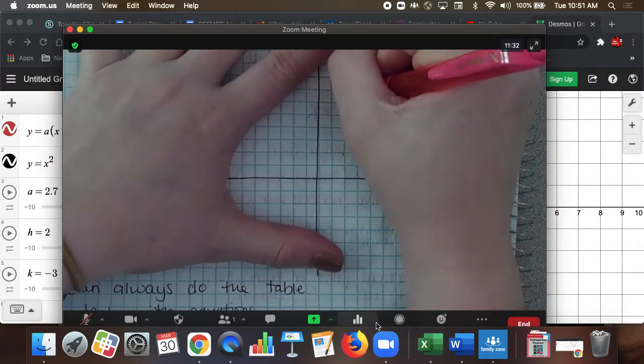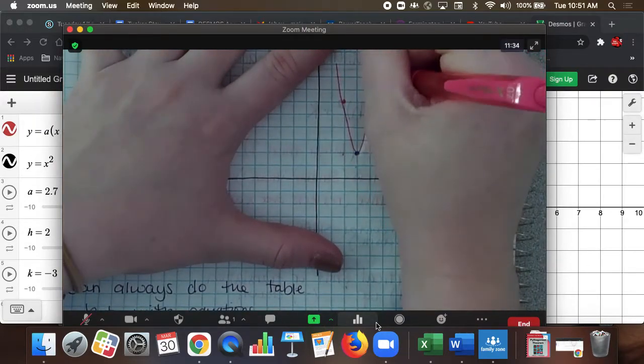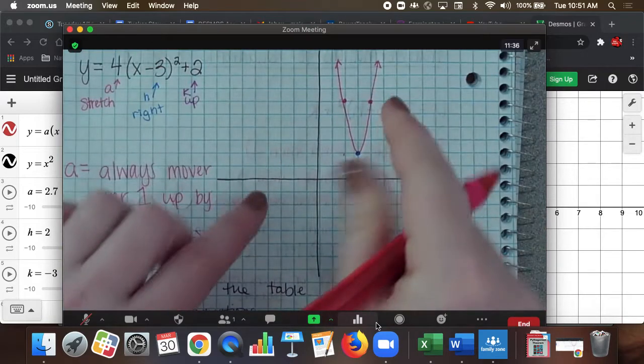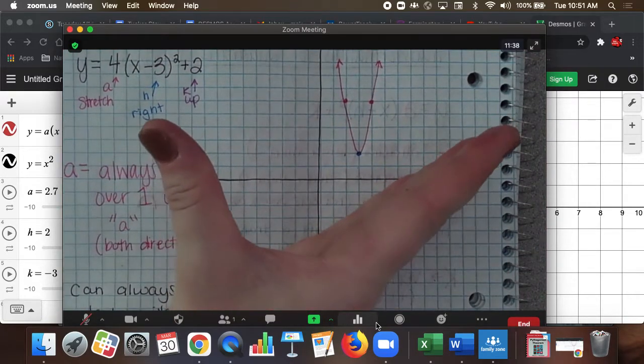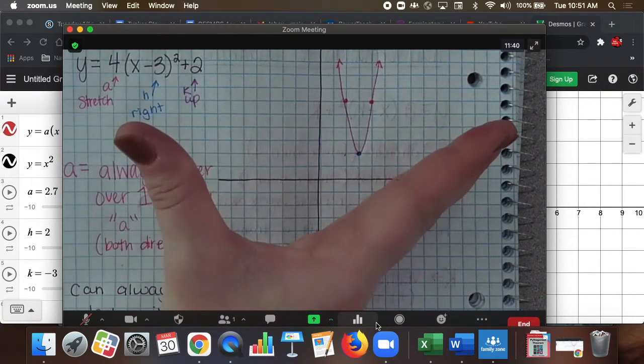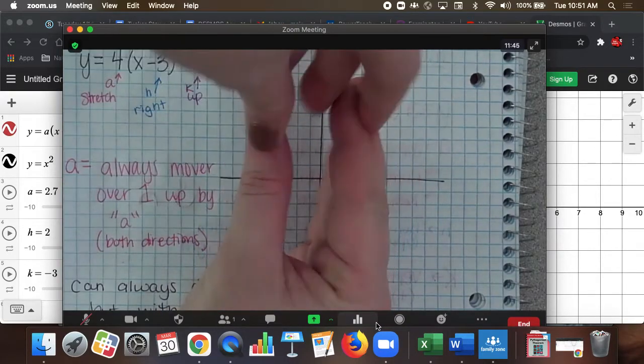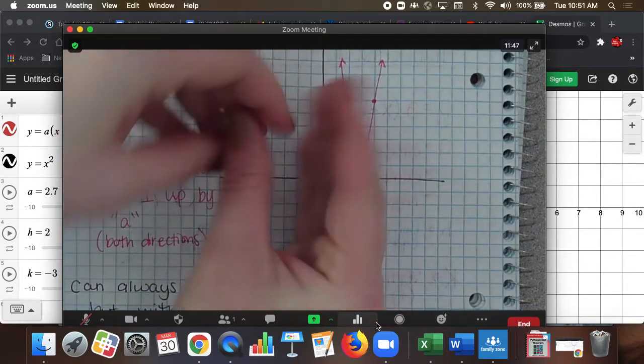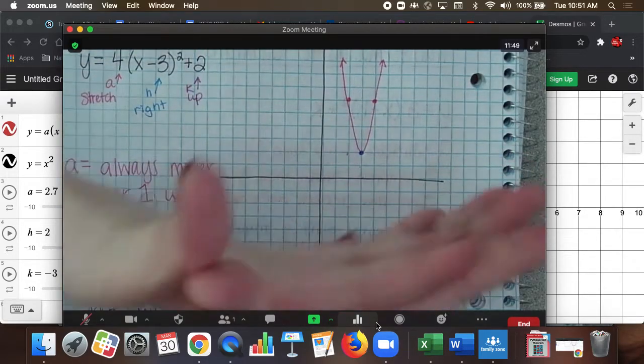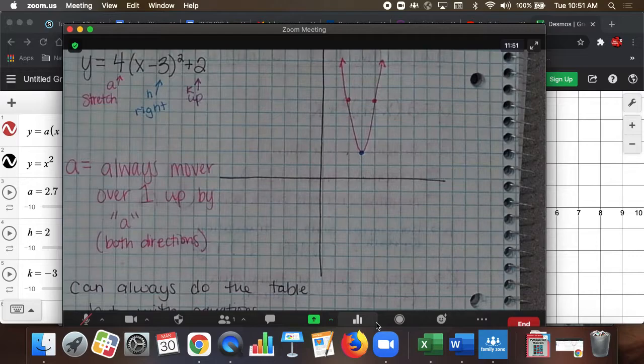So notice that one is definitely stretched. So it's, again, like Play-Doh. So instead of being the parent function like this, it's stretched. You're taking that Play-Doh and stretching it out. If it's compressing, you're squishing the Play-Doh. You're making it more flat.